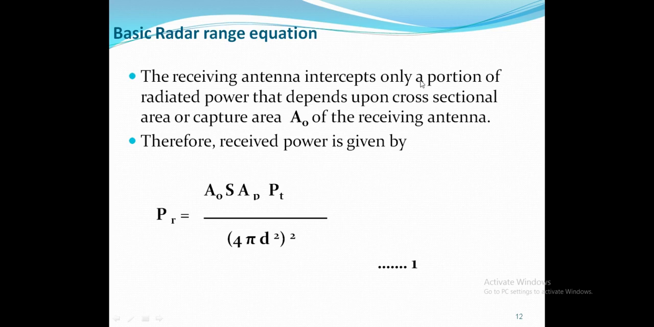Here the receiving antenna will intercept only a portion of the radiated power that depends upon the cross-sectional area or capture area of the receiving antenna. In the previous transmitted power we considered only the cross-sectional area of the antenna. Here we have to consider the A0 also. This is the cross-sectional area or capture area of the receiving antenna. Therefore the received power is given by PR is equals to A0 into S AD PT by 4 pi d square whole square.